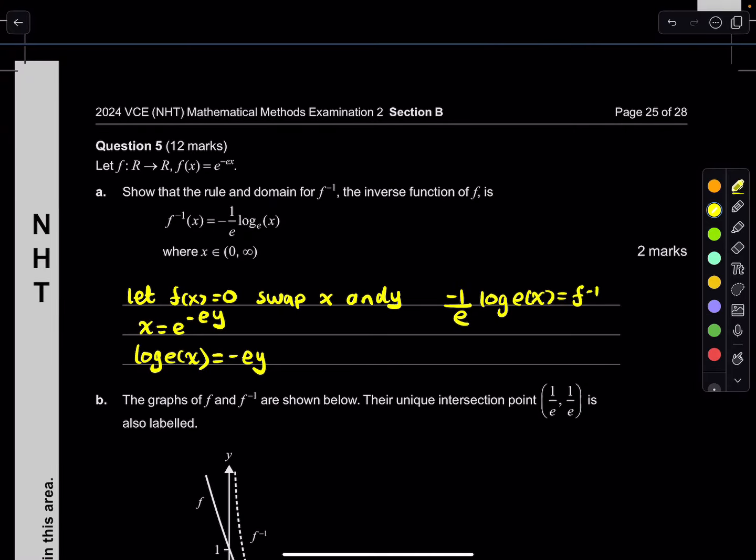Done. We've shown that. Now, remember, the domain is what? The domain for the inverse is the same as the range of the original. So we need to find the range of this. So it's quite easy. It's just y equals 0 asymptote.